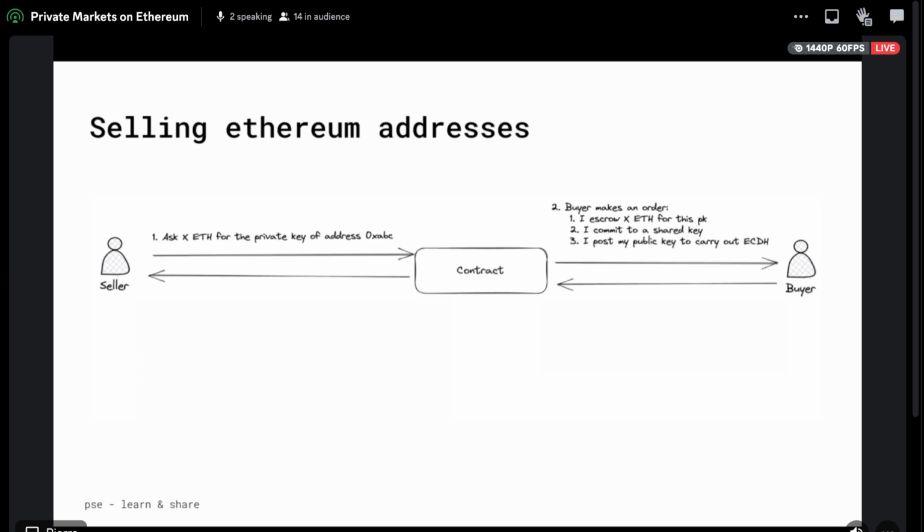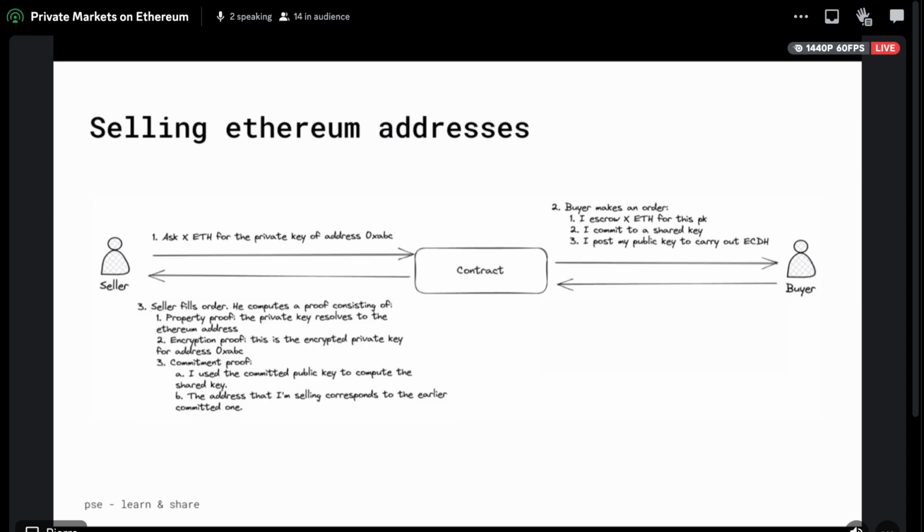The buyer comes along and makes an order. First he will escrow the ETH for the private key of this address. He will commit to some shared key that he has computed using the seller's public key. And he will also post his public key to let the seller also carry out his ECDH on his side.